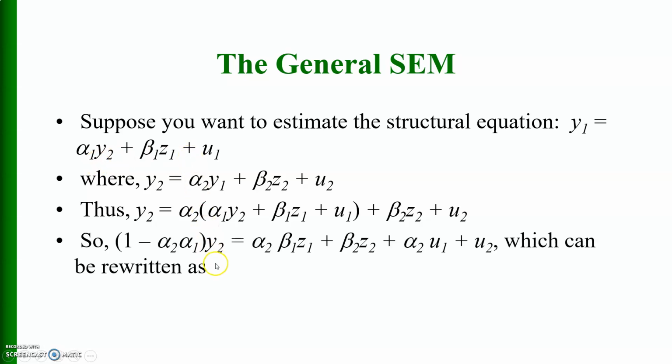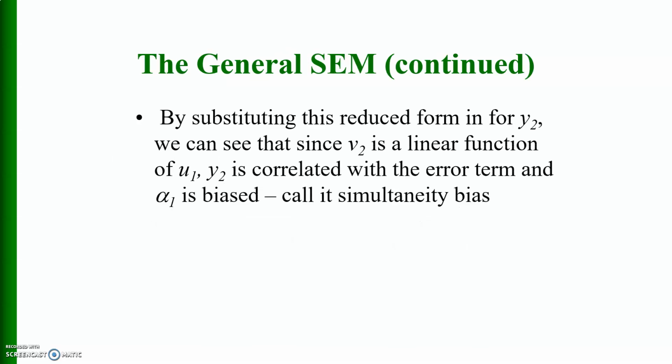So 1 minus alpha 2 alpha 1 into y2 is equal to alpha 2 beta 1 z1 plus beta 2 z2 plus alpha 2 u1 plus u2, which can be rewritten as y2 is equal to pi 1 z1 plus pi 2 z2 plus v2. By substituting this reduced form in for y2, we can see that since v2 is a linear function of u1, y2 is correlated with the error term, and alpha 1 is biased. We call it simultaneity bias.